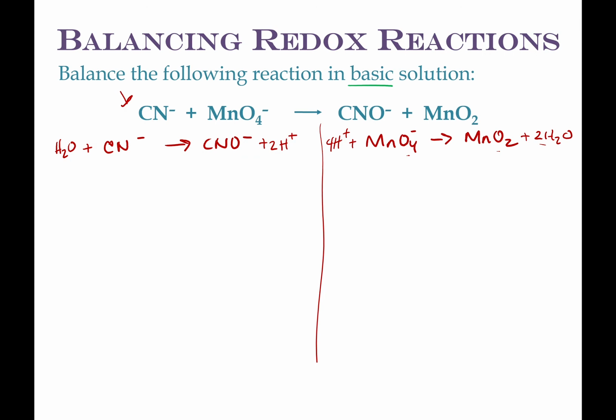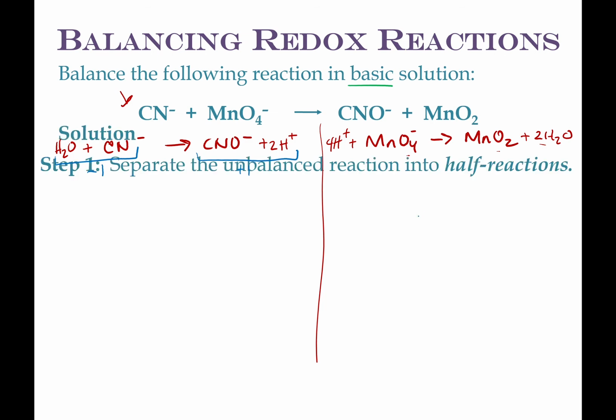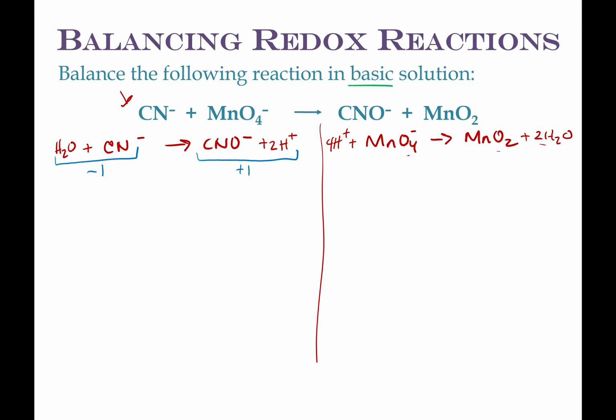So now we're going to look at charge. Here we have -1, and here we have +2 minus 1 is +1. So we're going to add 2 electrons, because +1 minus 2 gives us -1. Here we have 4+ and -1 for an overall of +3, and here we have 0. So we're going to add 3 electrons to this side. So I'm going to rewrite that.